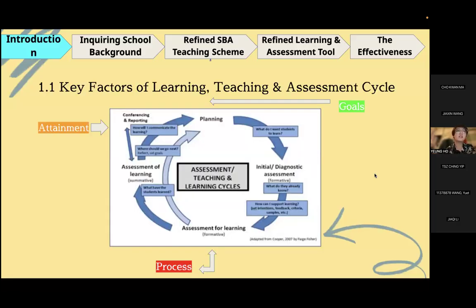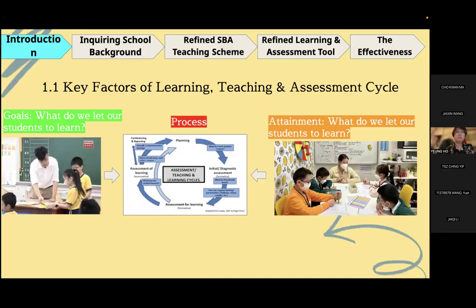So for the key factors of the learning, teaching, and assessment cycle, basically it includes three parts: attainment, goals, and process. First of all, what do we let our students learn? And for attainment, it is the result, what have they really learned? Between them is the process.